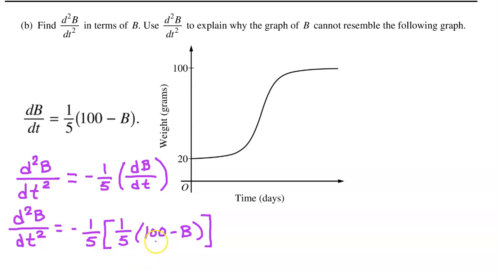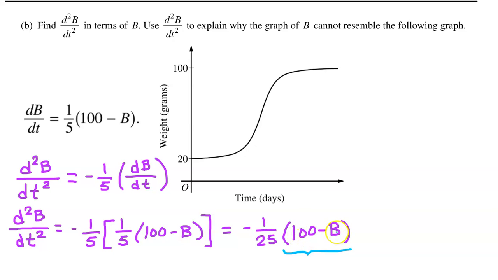So now we have this. We can simplify this a little bit by multiplying negative 1/5 times negative 1/5. So here is our expression for the second derivative. Notice that this factor will be positive for values of B less than 100, but B represents the weight of the baby bird. 100 is the adult weight of the bird.